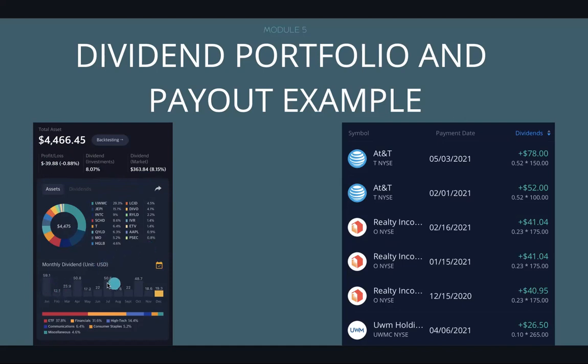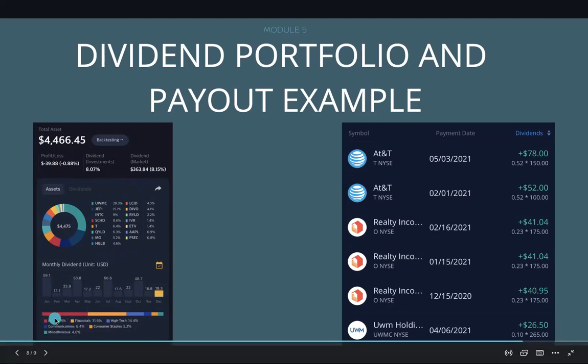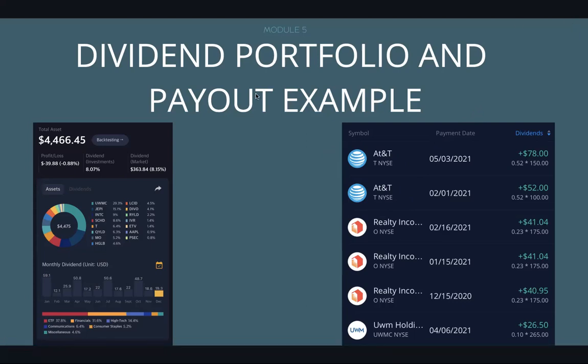Then of course here, these are the months, and on the bottom left, how much you're going to be paid out and when. The allocation: this portfolio is mainly ETFs, financials, high tech, stuff like that. And on the right side, when they do pay you out, this is the amount that they paid out per share. So in this case, AT&T paid 52 cents per share times the 150 shares you had at that moment. They give you $78 in your account, and they literally deposit it as cash. You can withdraw it, use it to buy more stock, buy something else, do whatever you want with it.